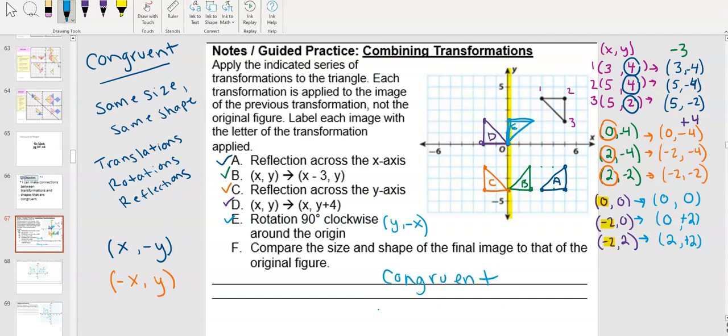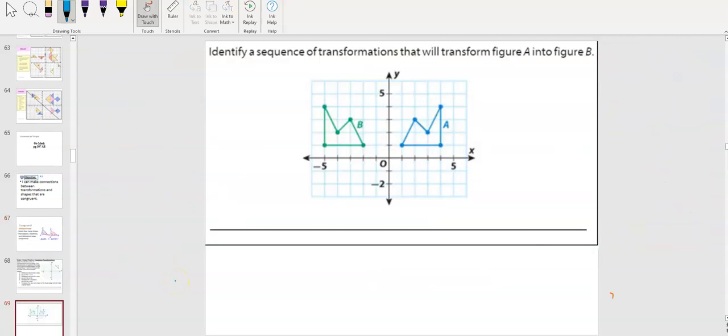They are the same size and same shape. Okay, this next question is having us do the opposite. Instead of us following a set of sequences, we have to come up with a set of sequences of transformations that's going to transform figure A into figure B. So I need to get the blue figure to look and be in the same position as the green figure.